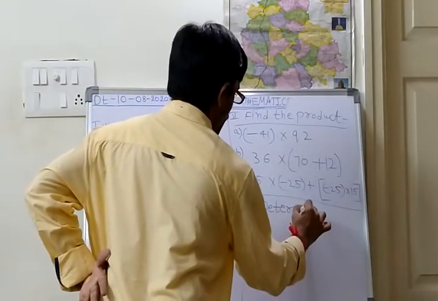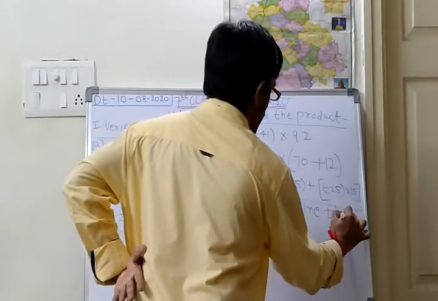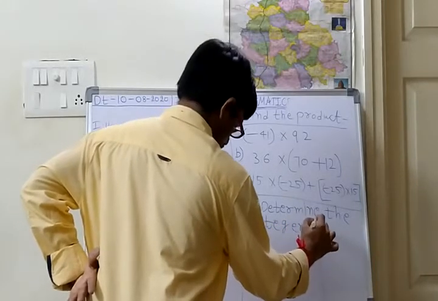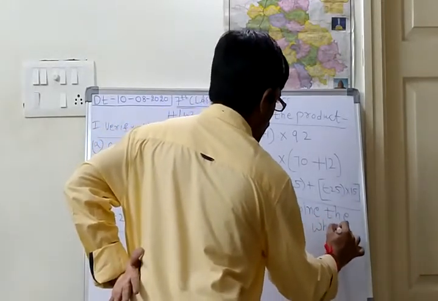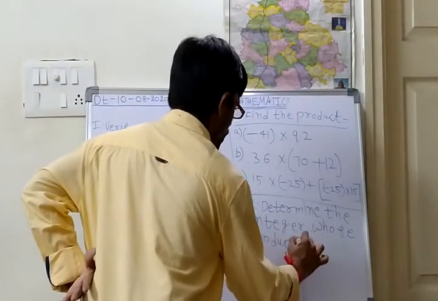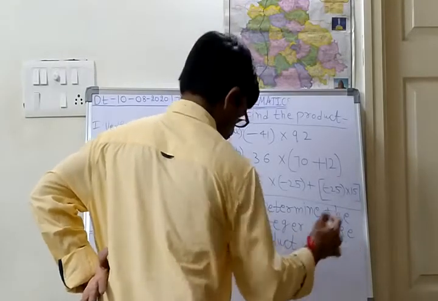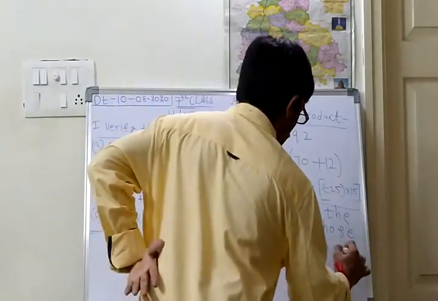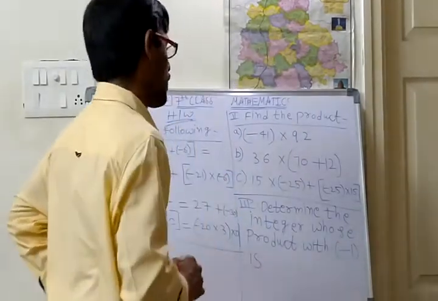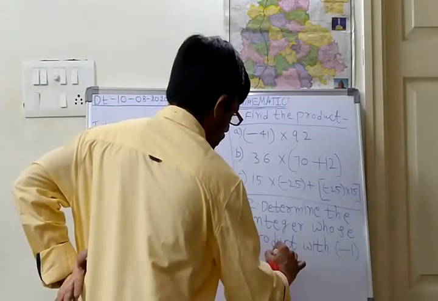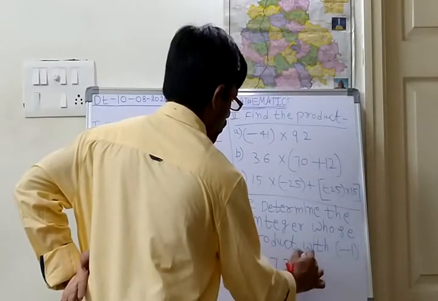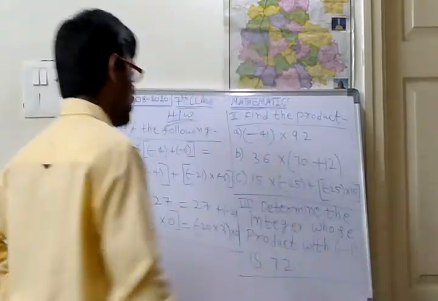Determine the integer whose product with minus 1 is 72. Okay, this is the third bit. So these are the three bits.